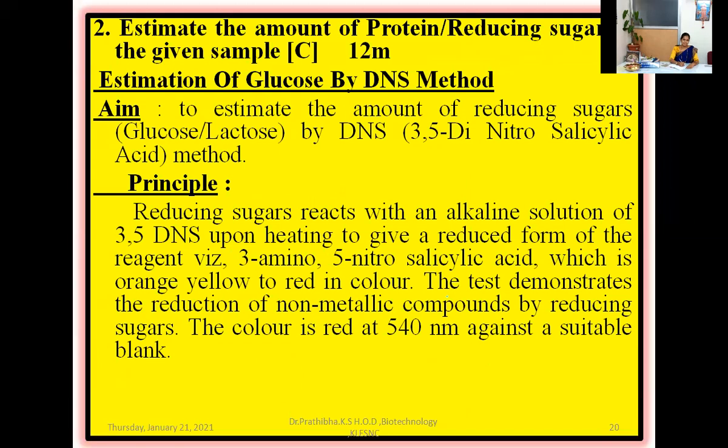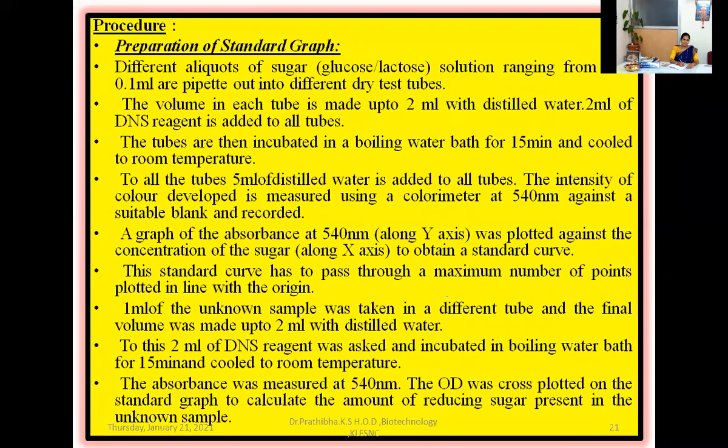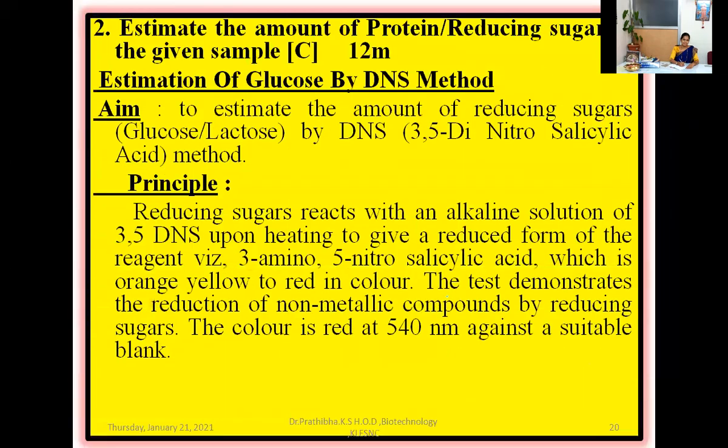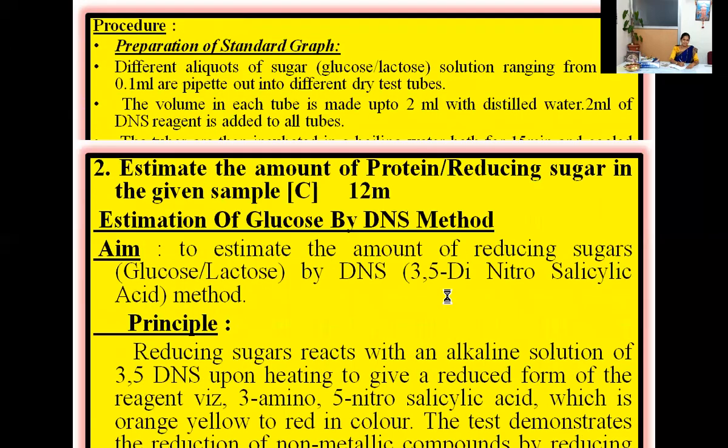Now let us go through estimating the amount of reducing sugar in the given sample C. This is 12 marks. You need to write here the aim of the experiment, that is to estimate the amount of reducing sugar, that is glucose or lactose, you may get by DNS, that is 3,5-dinitrosalicylic acid. Principle, we already discussed this in the first experiment, right? The same principle, you can write it over here.